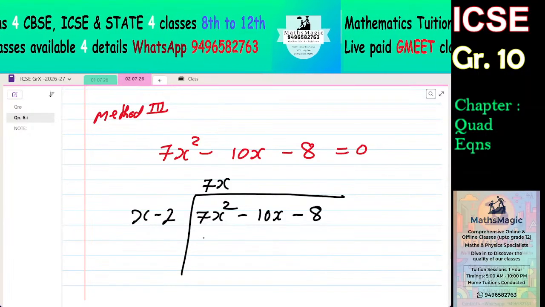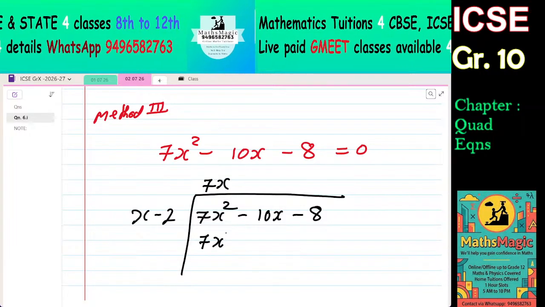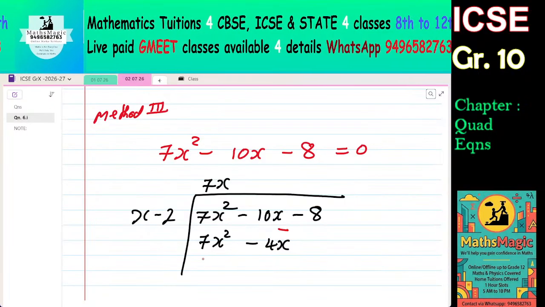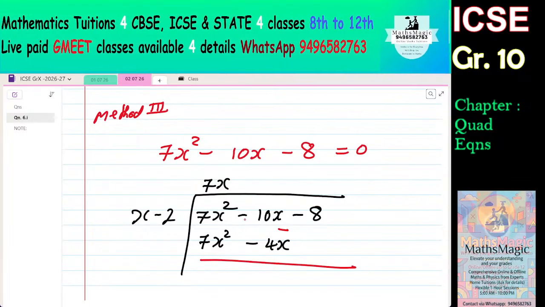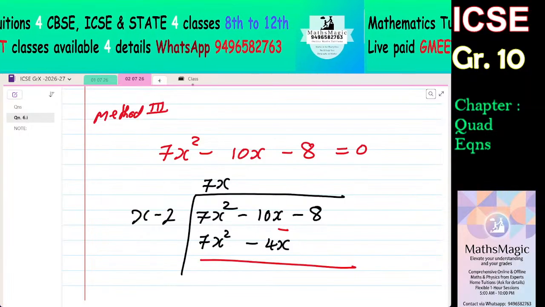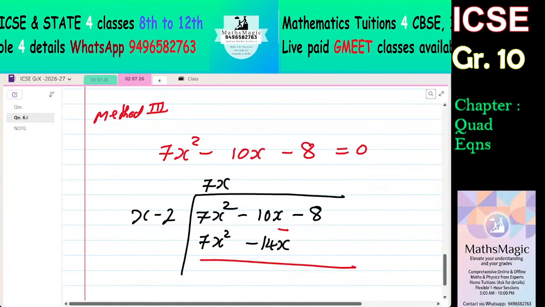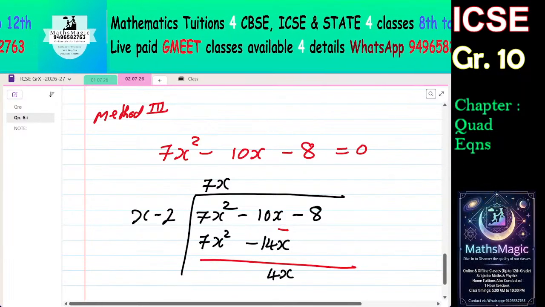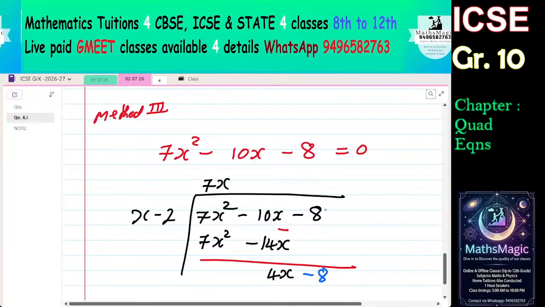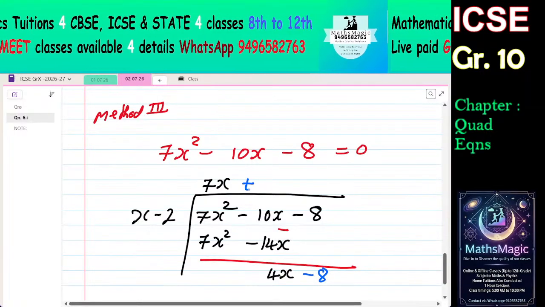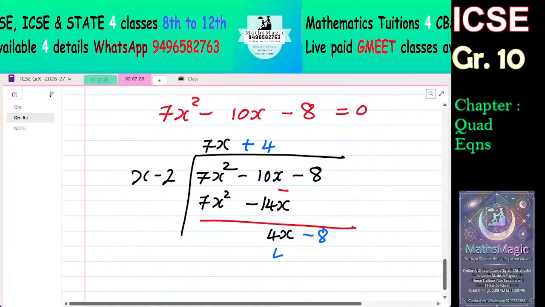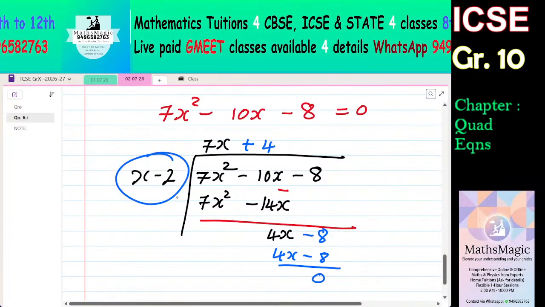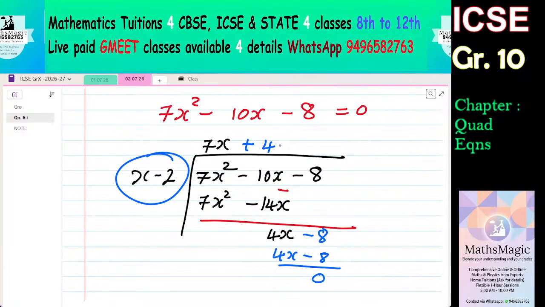So here it will be 7x. You will get 7x squared minus 14x, and you need to subtract it. So this will become minus 10x minus 14x, so it will become 4x. Take the 8 down. Now you need to have a plus 4. So you'll get 4x minus 8. Obviously the remainder should be 0. Here this will become x minus 2 equal to 0 and x equal to 2.